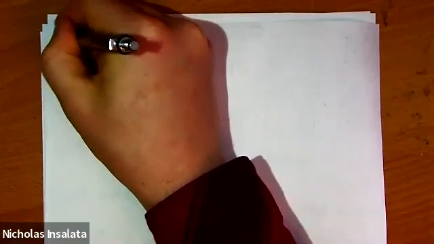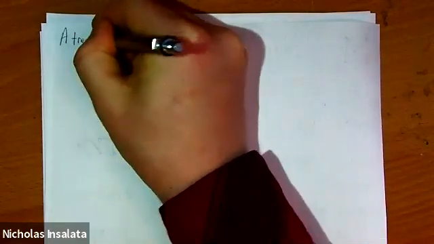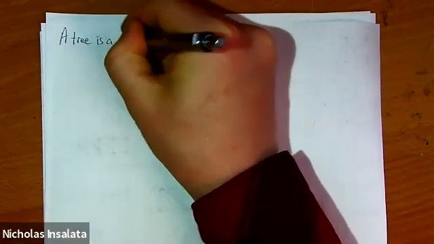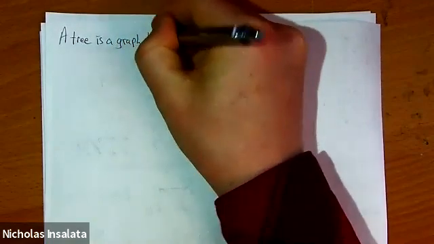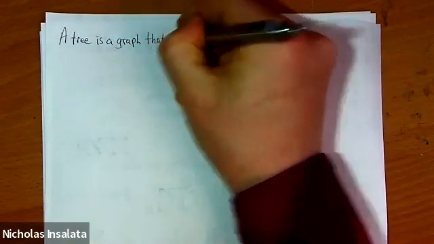A graph without circuits. Good. So a tree is a graph that is circuit-free.